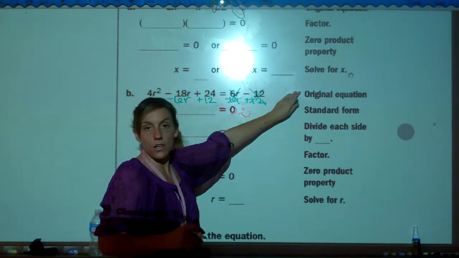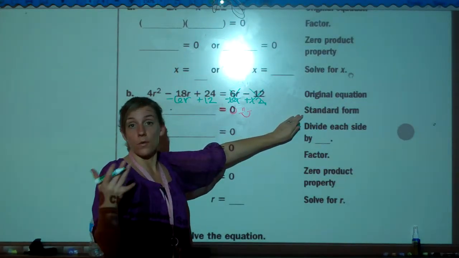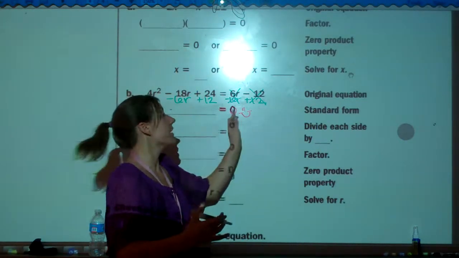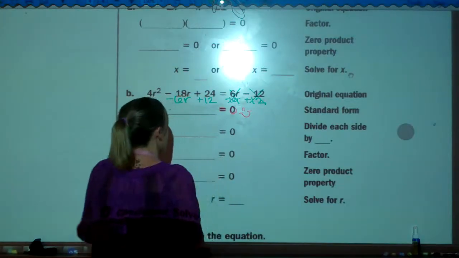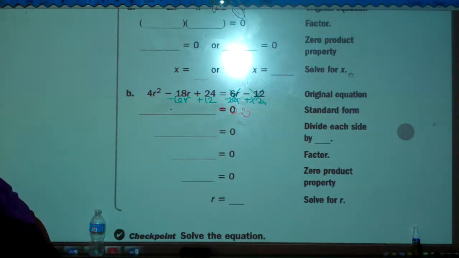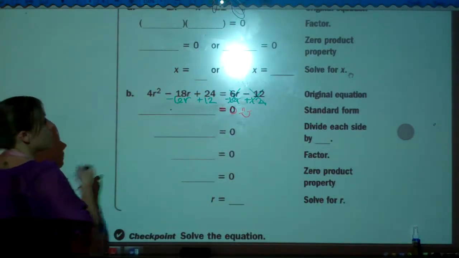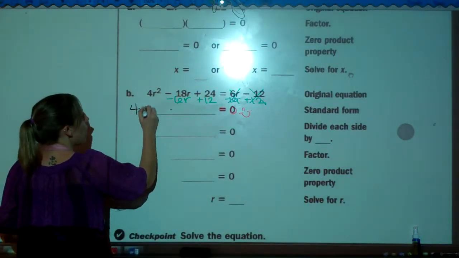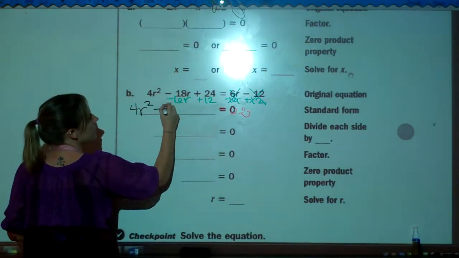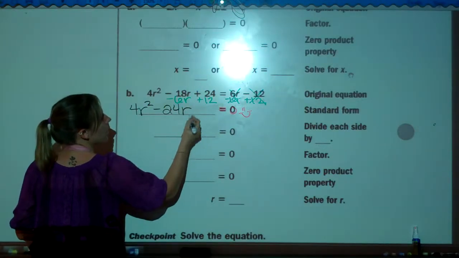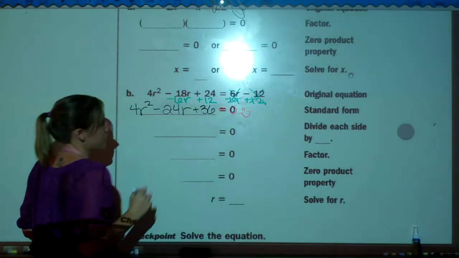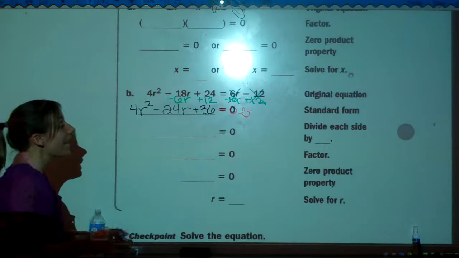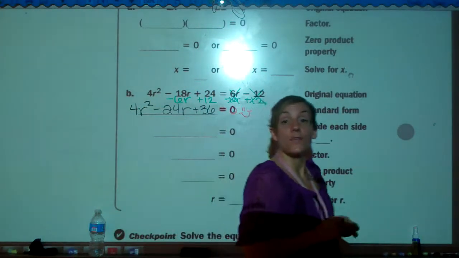See, it says original equation into standard form. That would mean that it equals 0. Nothing is on the right, okay? So when you do that, you get a new trinomial, 4r squared minus 24r plus 36, okay? Now, we can factor, all right?